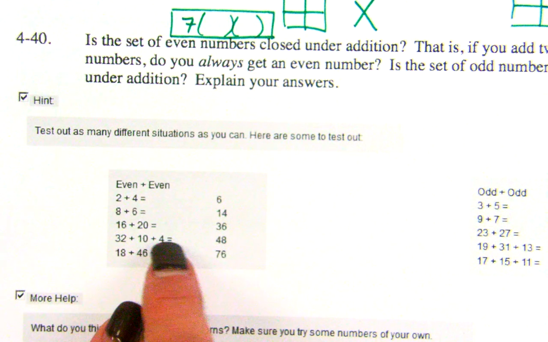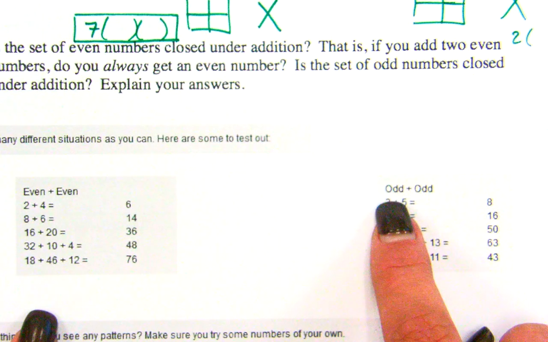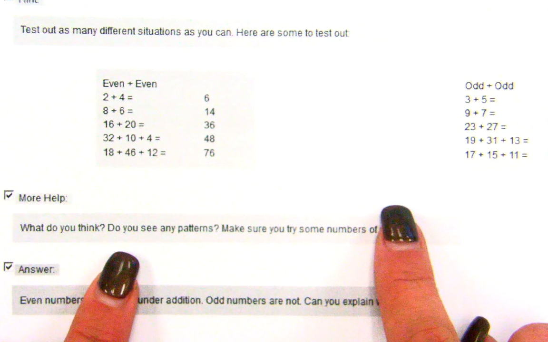Then it asks, if you add up 2 even numbers, do you always get an even? Yes. If you add up 2 odd numbers, do you always get an odd number? Here's an odd number plus an odd number. Well, there's your answer right there. So that's that question down here. What do you think? Do you see any patterns? Try some numbers on your own. You can try negatives and see if that works.